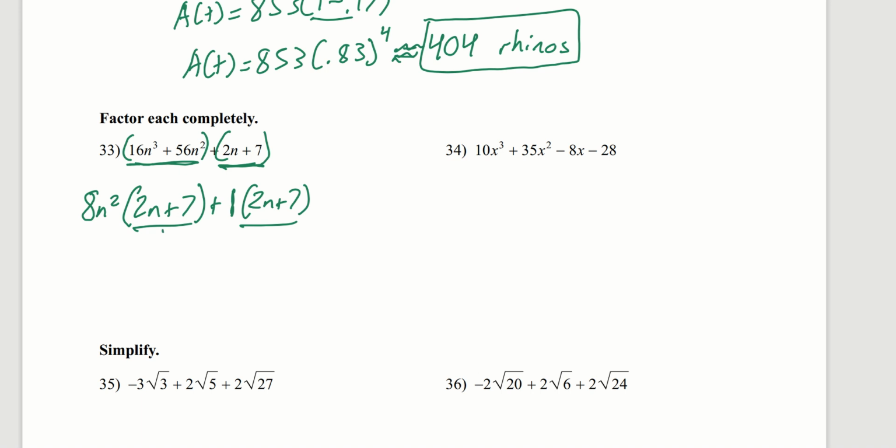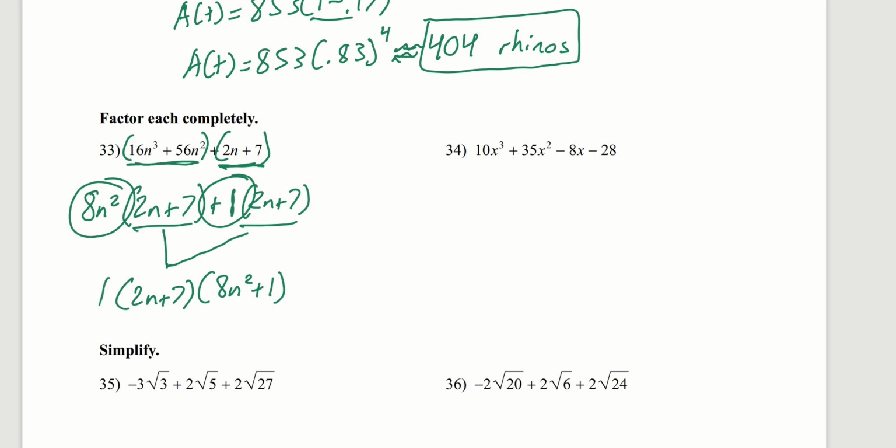And then what do we do with this? Well, we actually get 2 answers from this kind of problem, 2 different factors. The first factor is always going to be that matching expression that is in those parentheses, so 2n plus 7. The second factor is going to be the other values that are outside of them, so 8n squared plus 1. And this is the quickest way to get those two factors here.